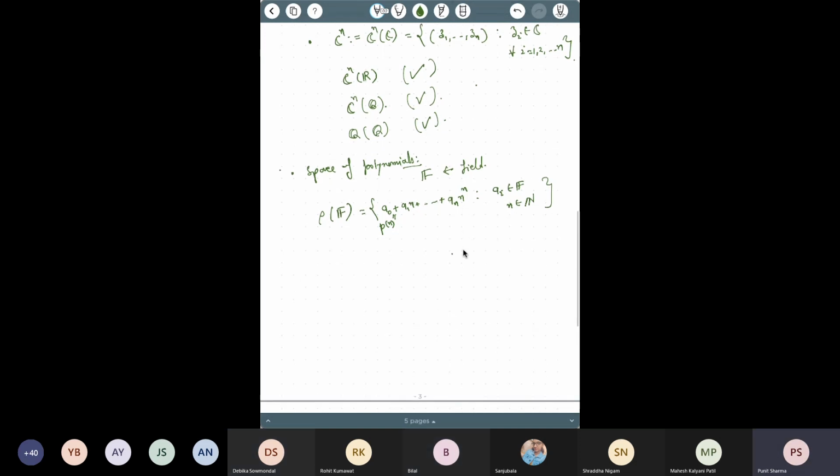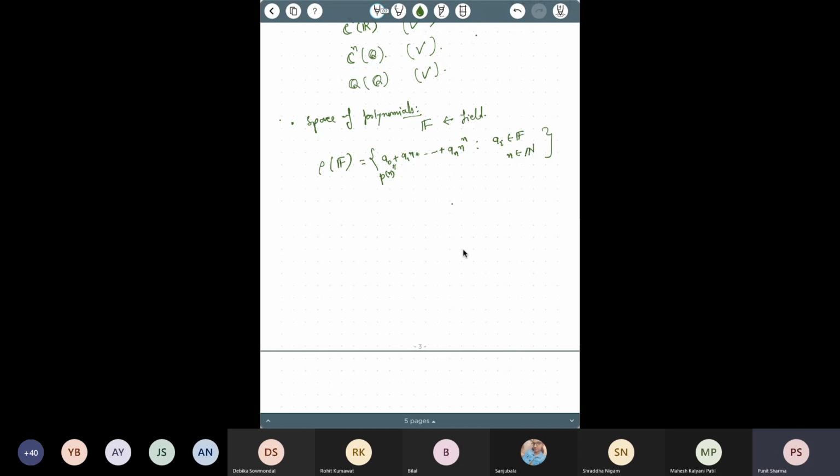Now, how would you define the two operations here? Component-wise addition. Yes, you will add the coefficients. And similarly, you can define the scalar multiplication, and under these two operations, this forms a vector space. These things you can verify yourself.